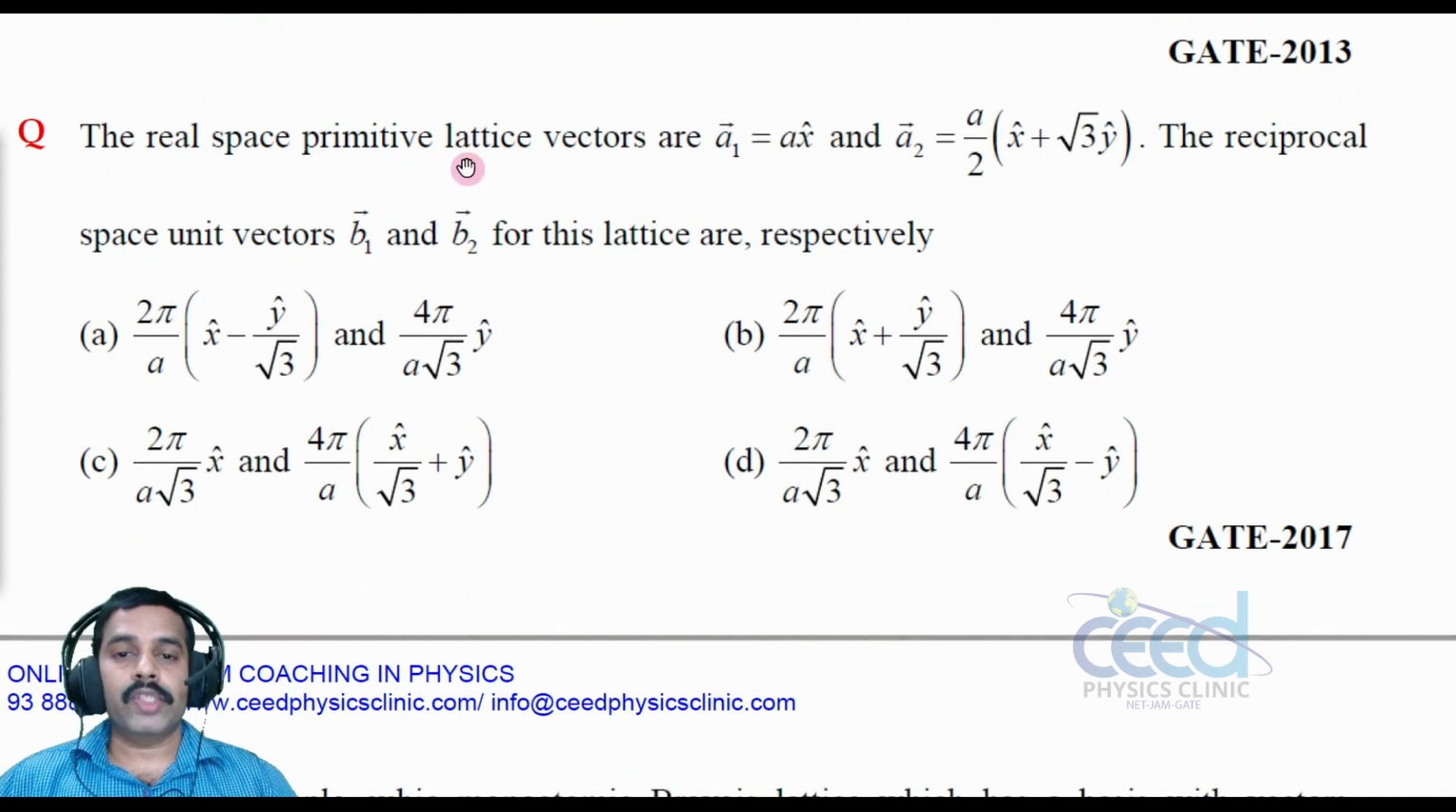The real space primitive lattice vectors are a1 equal to a x cap and a2 equal to a by 2 into x cap plus root 3 y cap. The reciprocal space unit vectors b1 and b2 for this lattice are respectively, right? All right.